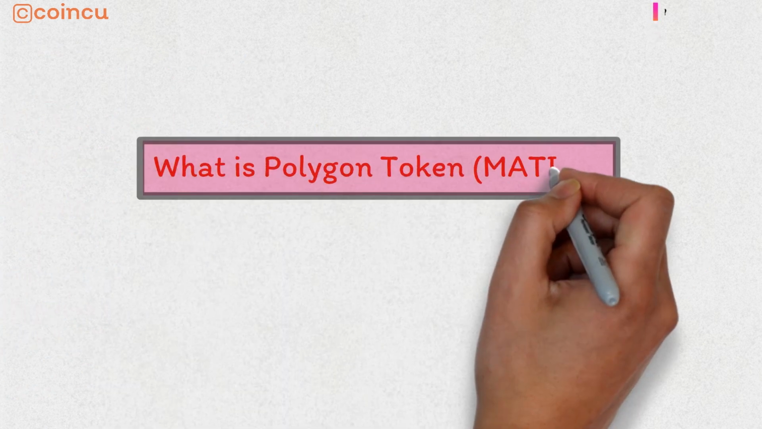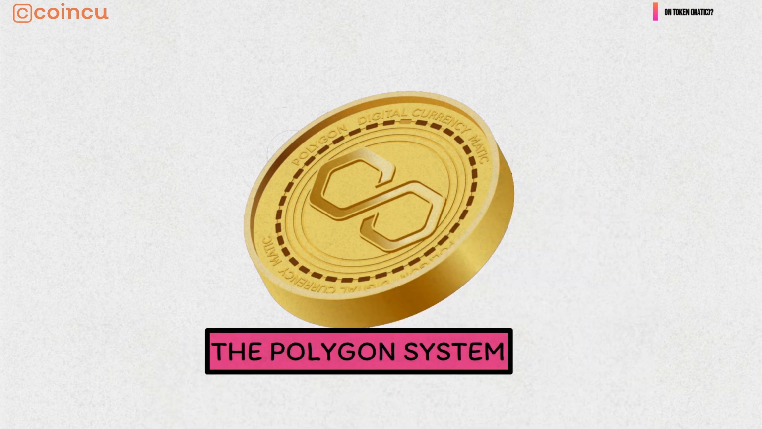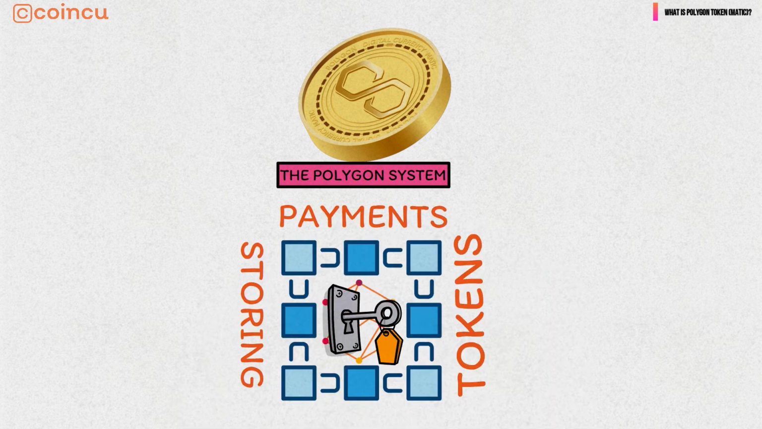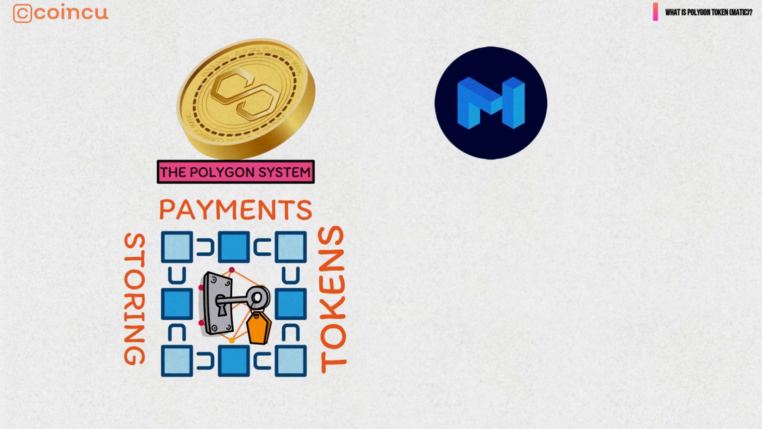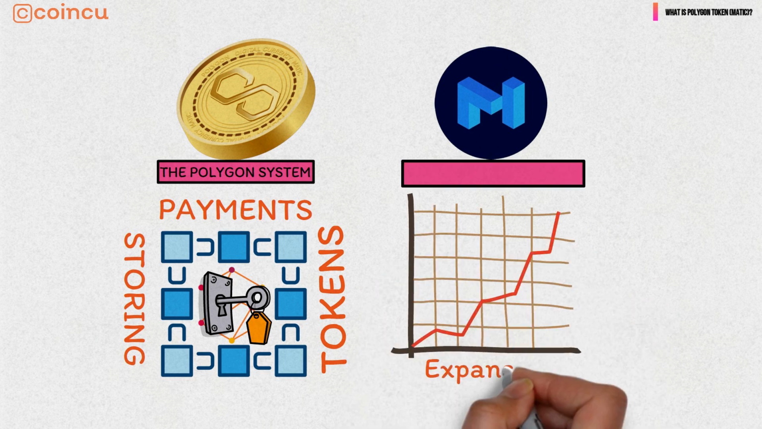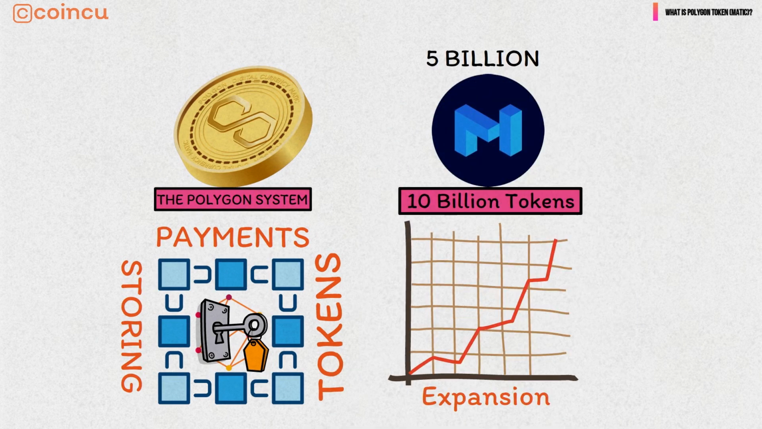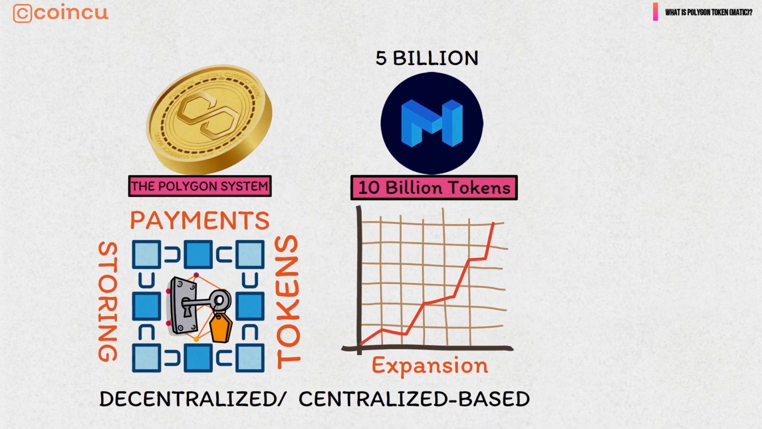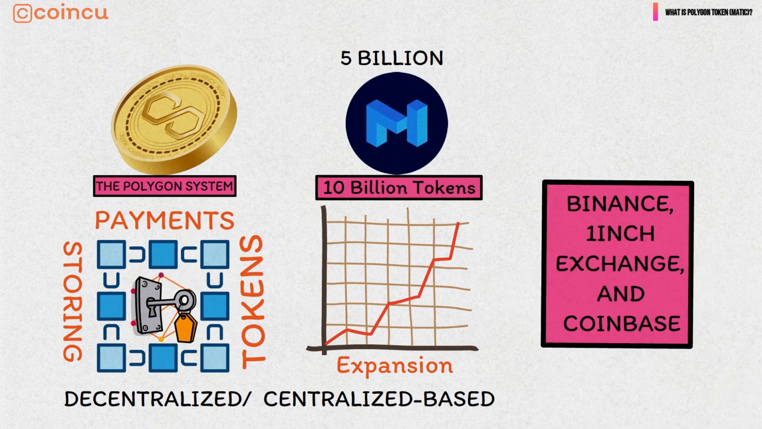What is Polygon token Matic? The Polygon token known as Matic is the base resource of the Polygon system. In addition to the fact that it is utilized for exchange payments, it is used for staking tokens to protect the Polygon network too. Since its rebrand, the Polygon Matic token has received an incredible cost surge following a tremendous expansion in use. The Matic token has a capped supply of 10 billion tokens, with a current circulating supply of around 5 billion. Matic token is accessible on most well-known decentralized as well as centralized trading platforms, including some famous names like Binance, 1inch Exchange, and Coinbase Pro on the list.